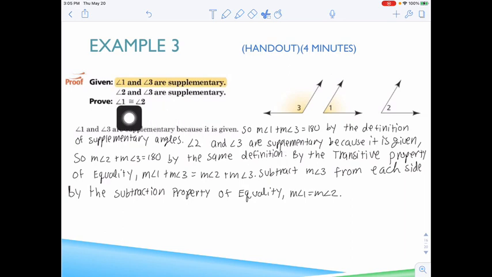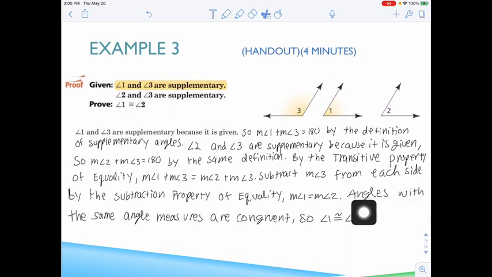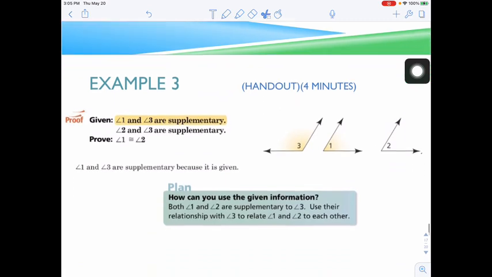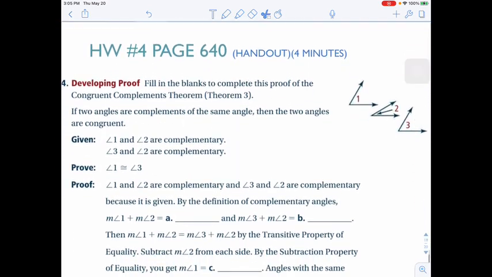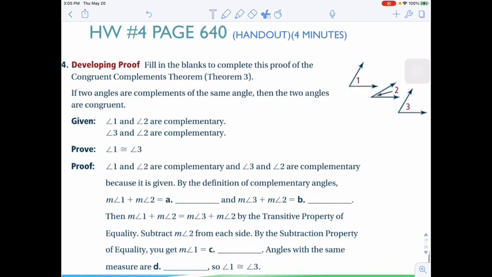This is almost what we're trying to prove. So now we can say that angles with the same angle measures are congruent, so angle 1 is congruent to angle 2, and that is what we are trying to prove. The work for this problem is written out on the next two slides. And now I would like you to try homework number 4 on page 640.